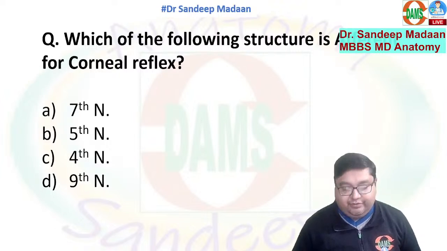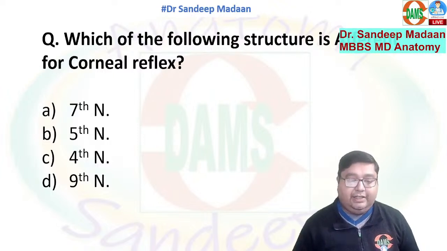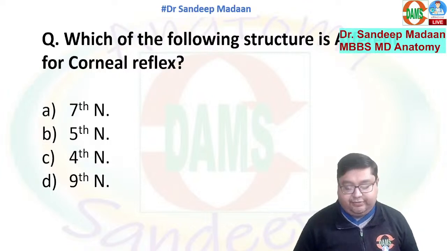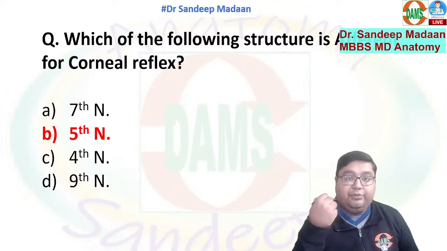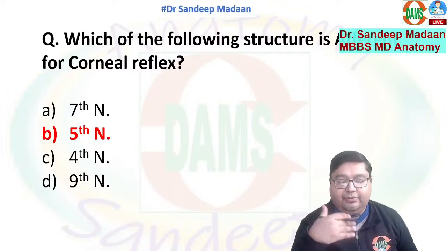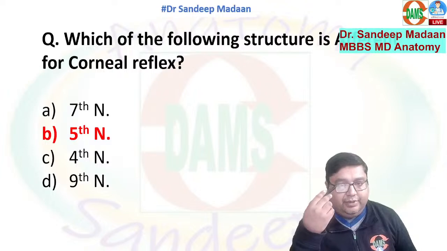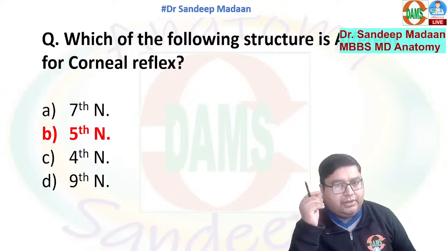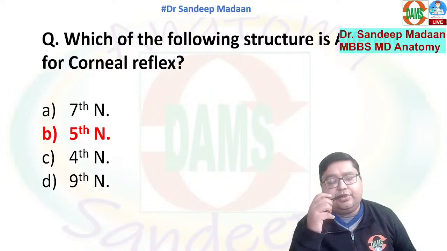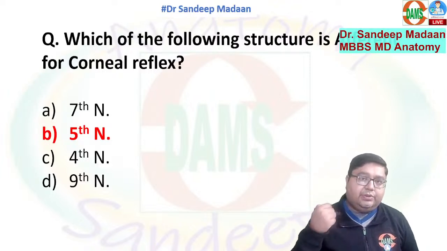Now another question which was asked was, what is the afferent for the corneal reflex? When we talk about the afferent and efferent of the corneal reflex, afferent will be the fifth nerve, because the ophthalmic nerve V1, the trigeminal V1, carries the sensation from the cornea. If you touch cotton at this position of the cornea, the input will be taken to the brainstem.